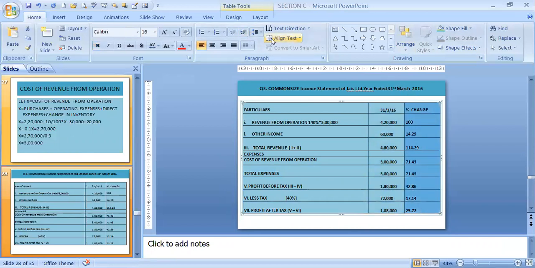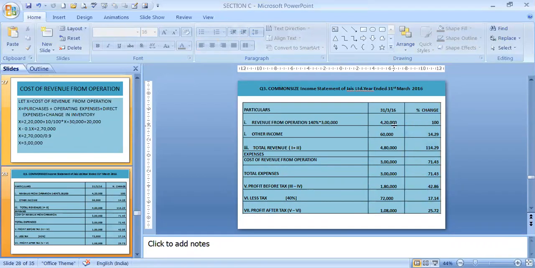So these were the different items we have already found out. Now we will be writing the percentage changes. 4,20,000 by 4,20,000 into 100 is 100%. 60,000 by 4,20,000 is 14.29. 4,80,000 divided by 4,20,000 into 100 is 114.29. Similarly, all items we divide by 4,20,000, because all items we need to divide by revenue from operation. So we got this as the percentage change.